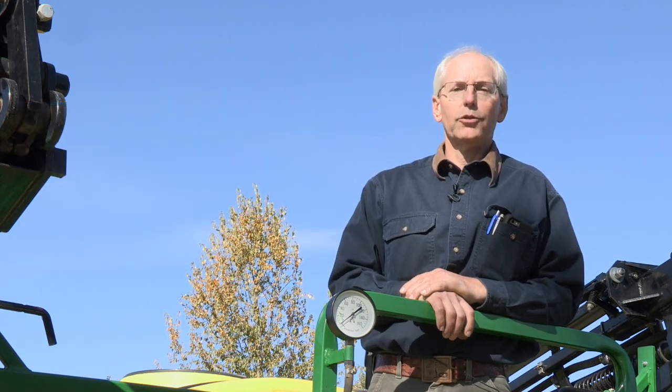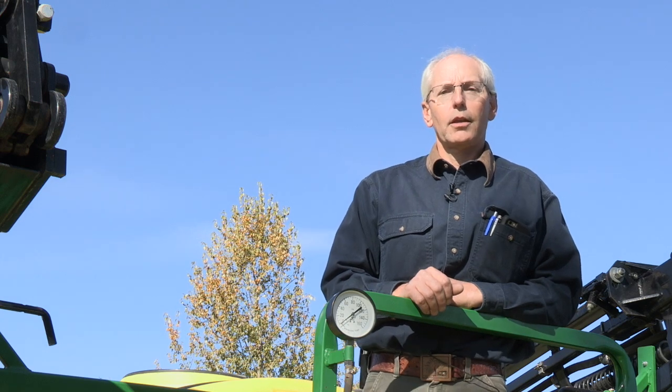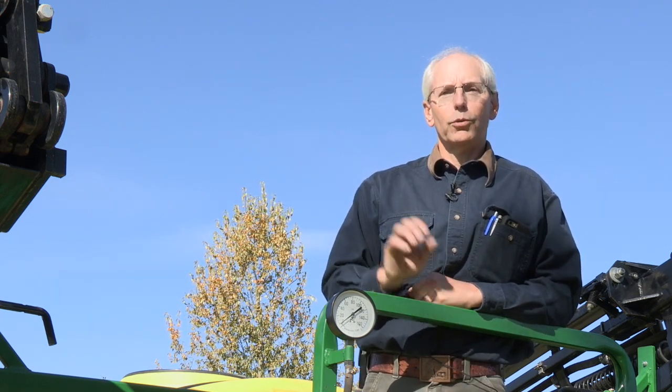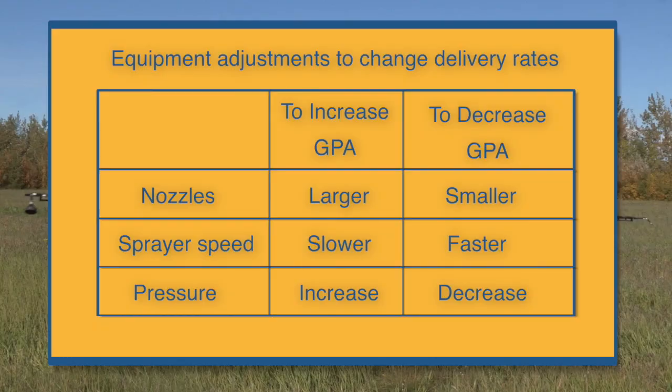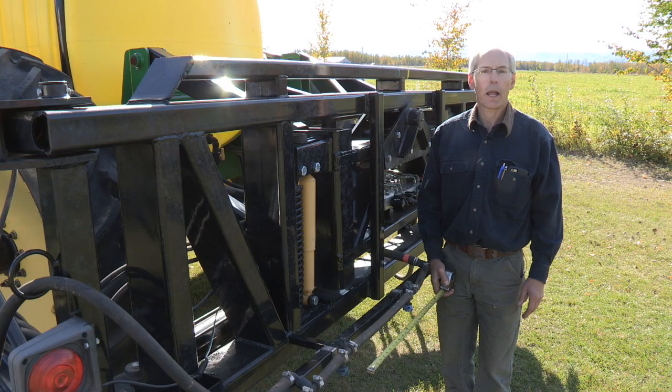Pressure is a good way to make subtle changes in your application rate as compared to major changes, where you would want to be changing your nozzles. Here's a chart that shows the effects of changes in nozzle size, pressure, or travel speed on application rate. So now that we've discussed the parameters, let's calibrate the sprayer.